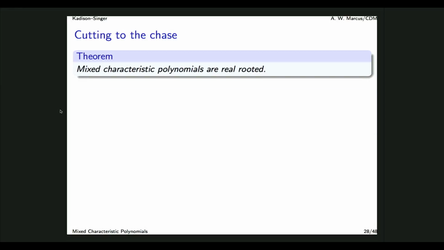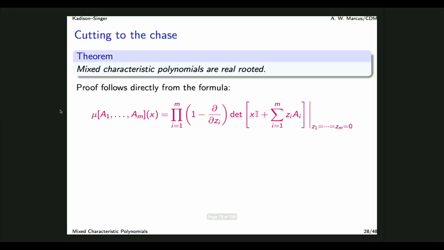So, cutting to the chase, the claim is that all mixed characteristic polynomials are real-rooted. And it really just comes directly from the formula, right? Here we start with some sum of positive semi-definite matrices and take the determinant. So that's a real stable polynomial.